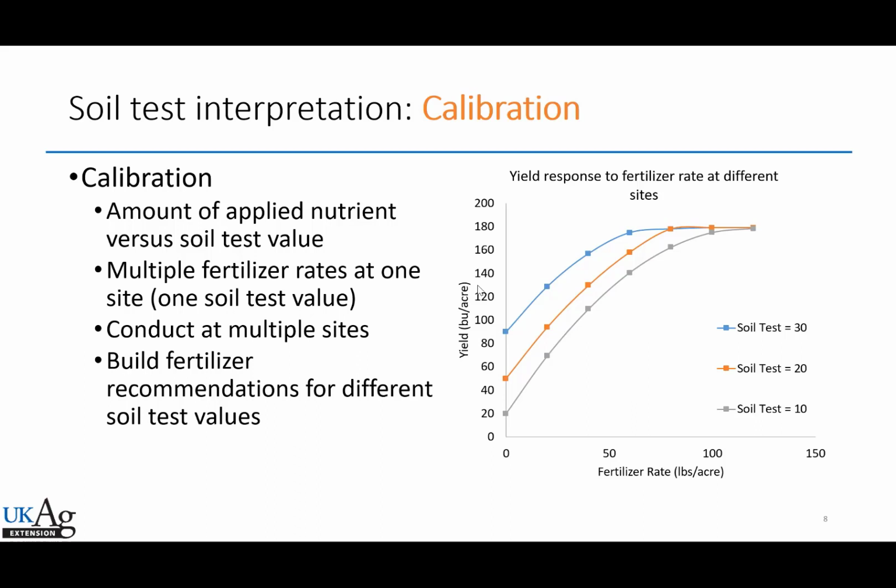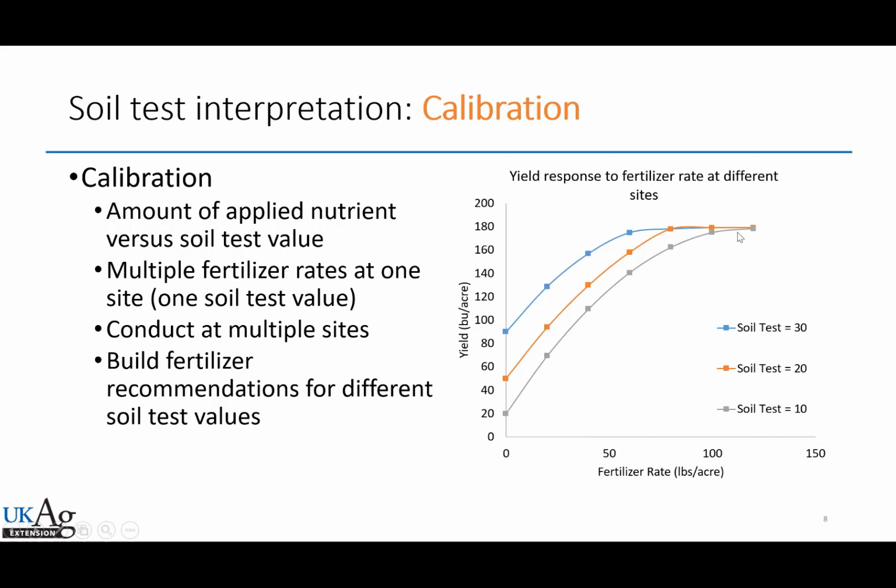Now, calibration is the other part of making that soil test result usable. And so calibration asks the question, how much fertilizer do I need? And so this has to be performed at multiple sites so that we get a range of soil tests. In this example on the right, we see the blue line represents a field with a soil test of 30, the orange a soil test of 20, and the gray a soil test of 10. And it doesn't really matter the units or what kind of soil test. This is just a relative example. And we see that for each of those soil test values, so 3 different fields, we went out and we put a range of fertilizer rates. So you could think about this as a phosphorus study where we would apply 6 or 7 different rates of phosphorus.